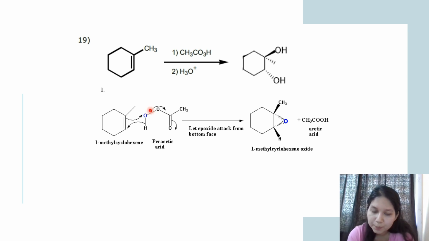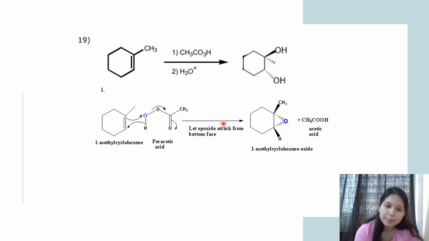If you push the arrows in this way to the electron pulling oxygen of the carbonyl, and in turn you shift this acidic proton of the peracid and add it to the double bond, you will get this epoxide ring formed and acetic acid as the byproduct.